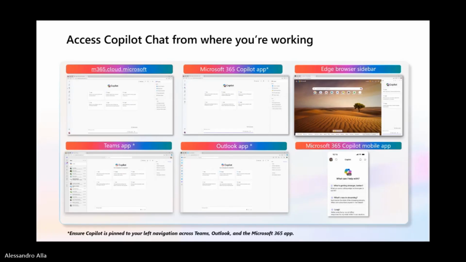You can also access it from the Edge browser sidebar, and from the Teams app in the left menu. If you don't see the Copilot app, you can find it in the App Store. Also, in this case, we will have a focus later. And also from the Outlook app. But it's possible also to use the Microsoft 365 app from the device. It's important to make sure you are connected with your business account to ensure compliance with company data protection rules.